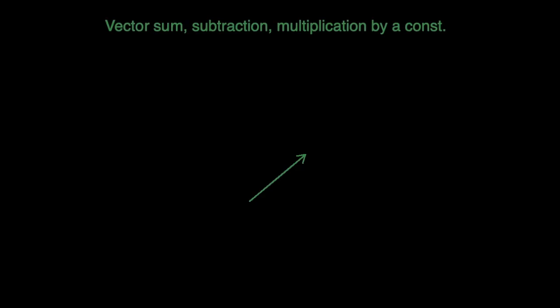Vector sum, subtraction, and multiplication by a constant. A vector is an object that is described by its length, or in other words magnitude, and its direction. So all of these objects represent the exact same vector, because they have the exact same length and direction.